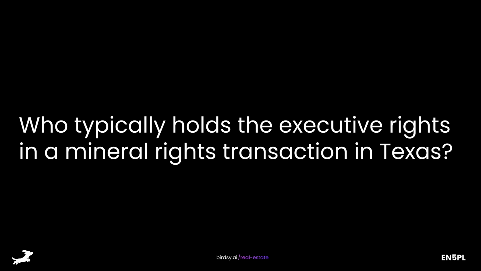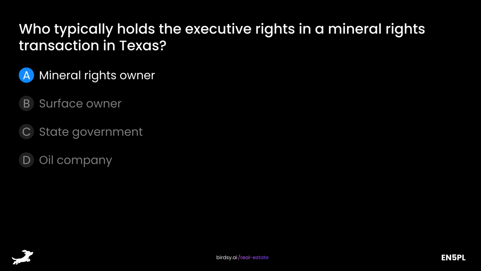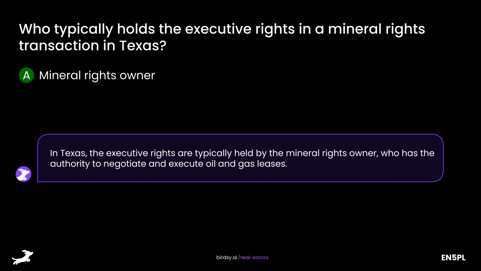Who typically holds the executive rights in a mineral rights transaction in Texas? Is it A, mineral rights owner, B, surface owner, C, state government, or D, oil company? The answer is A, mineral rights owner. In Texas, the executive rights are typically held by the mineral rights owner, who has the authority to negotiate and execute oil and gas leases.